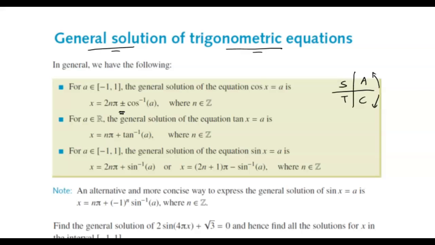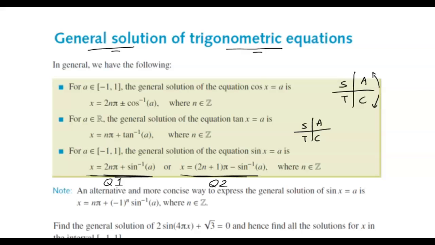Similarly, my tan function is positive in the first and the third quadrant, with the distance between them being pi. That gives us the general solution for tan as x equals n pi plus tan inverse of the answer. Similarly, if I take my sine function, the sine function is positive in the first quadrant and the second quadrant. This is the solution for the rotations in the first quadrant, and this is the solution for the second quadrant.